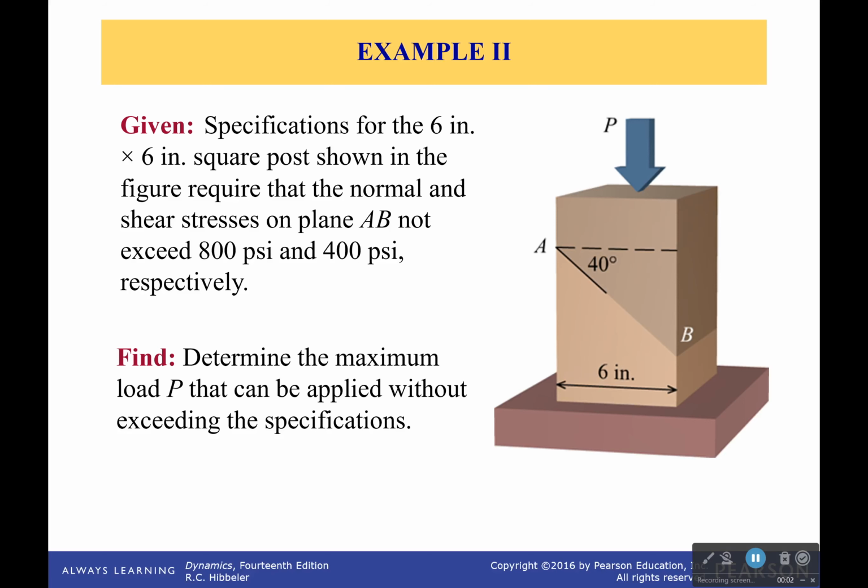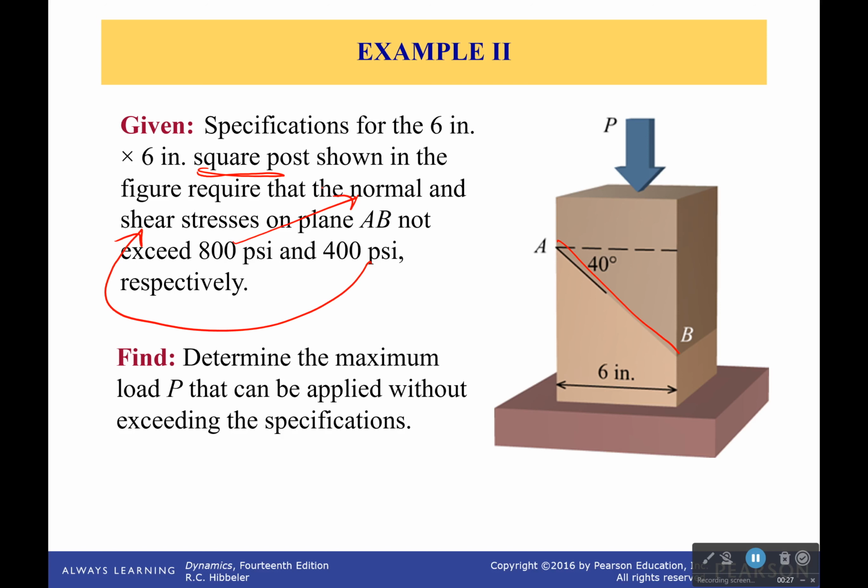So we're working on a second example. Once again, we have an inclined plane here, 40 degrees. What it tells us is that specifications for this 6-inch by 6-inch square post, squares can be helpful there, require that the normal and shear stresses on plane AB not exceed 800 psi and 400 psi respectively. Okay, so 800 for normal, 400 for shear.